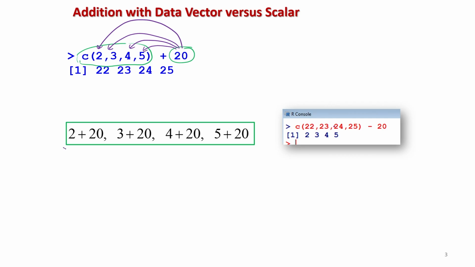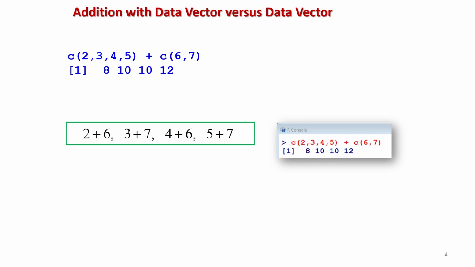And you get this outcome: 22, 3 plus 20 is 23, 4 plus 20 is 24, and 5 plus 20 is 25. So you can see that the way R works is that the scalar is being operated on each and every member of the data vector. This is the basic fundamental. The same thing will continue when you operate with subtraction, multiplication, and division also. I have explained it here, so it will be very easy for you to understand when I go for different operations.